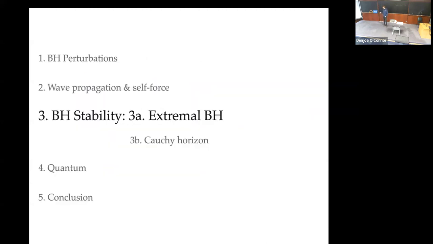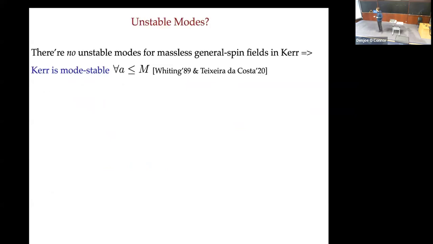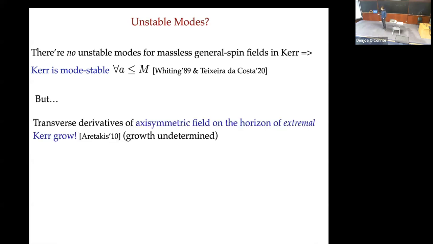Okay, so that's the waveform and quantum modes. Now we're going to look at unstable modes. You were asking me before about modes in the upper plane, so now I'll be talking a little bit about the upper plane. Are there any? It's been shown analytically, with mathematical work, that there are none in the case of subextremal Kerr or extremal Kerr. Subextremal was Whiting in 1989, and extremal Rita Teixeira da Costa in 2020.